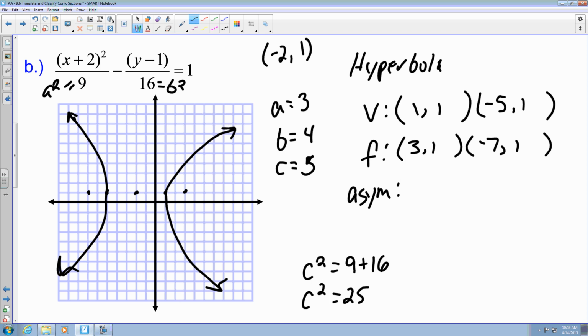And then my asymptotes are dictated by y equals plus or minus b over a x. So this would be y equals plus or minus 4 over 3 x. So that one's the hyperbola.